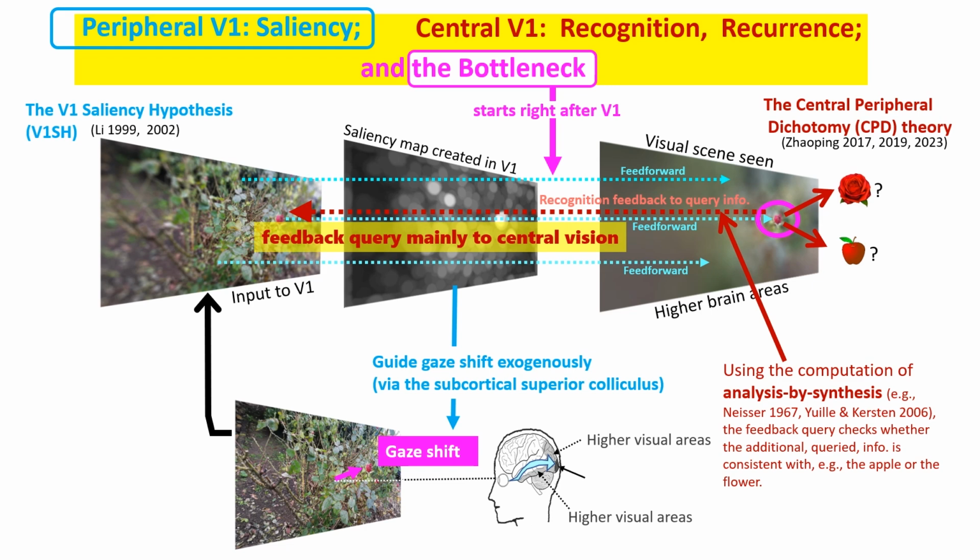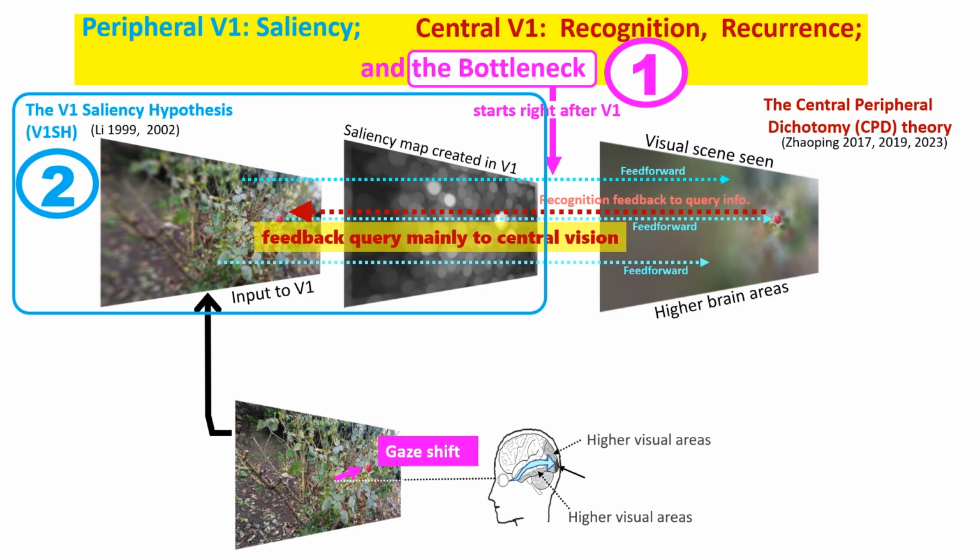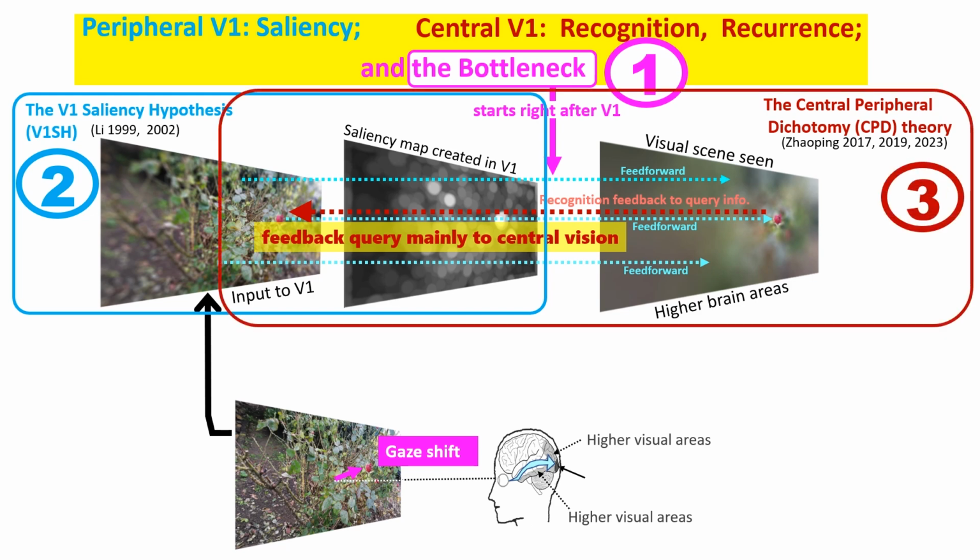However, I hypothesize that this happens only in central vision due to limited brain resources. So there's a functional difference between central and peripheral vision. Therefore, central V1 is for recognition, which is helped by the recurrent feedback query. The bottleneck motivates both the V1 saliency hypothesis and the central-peripheral dichotomy theory.